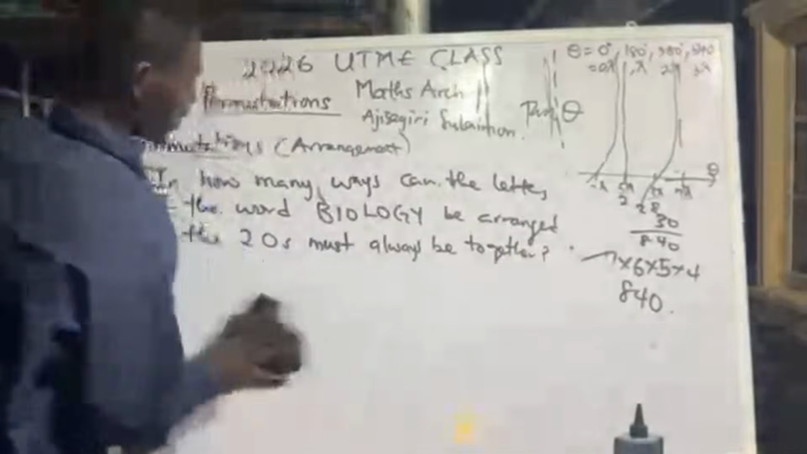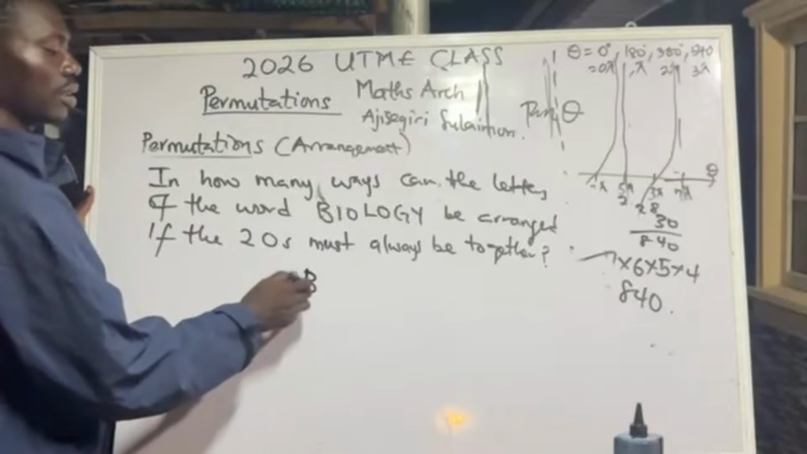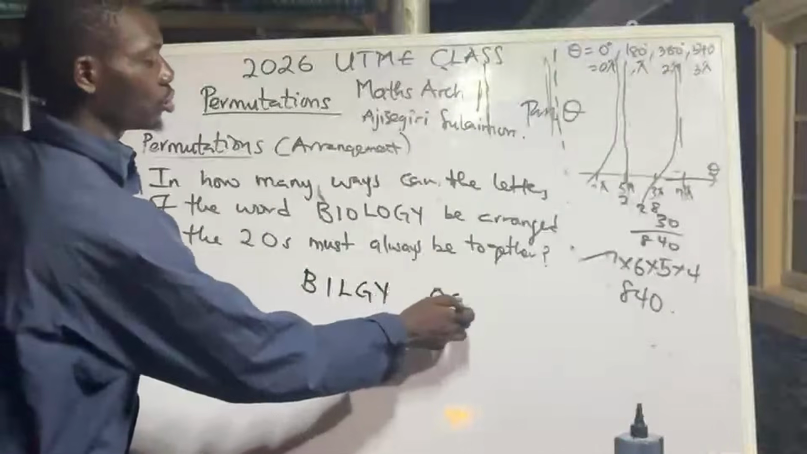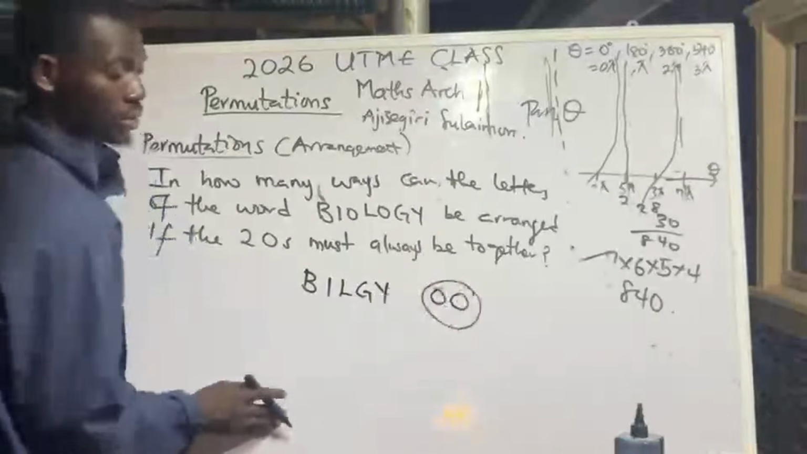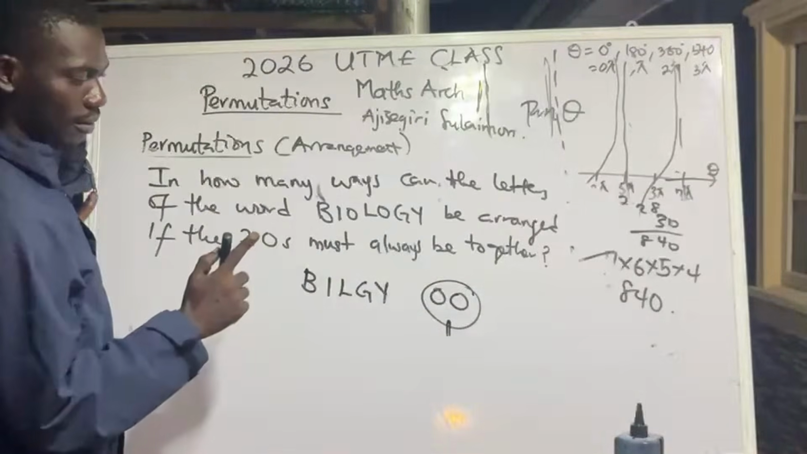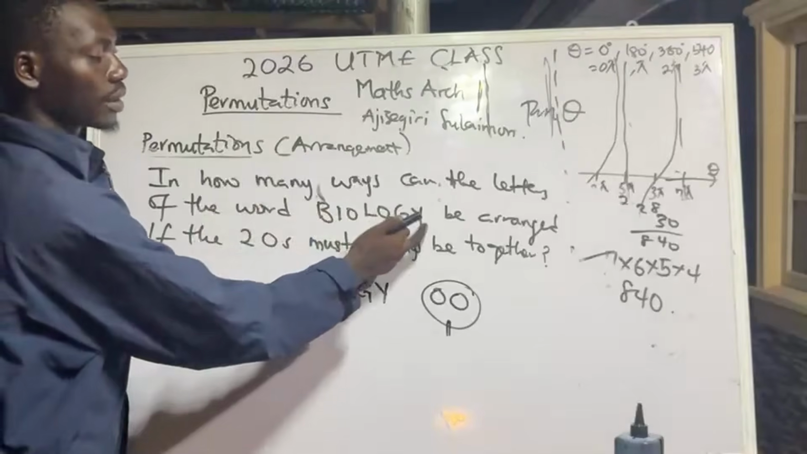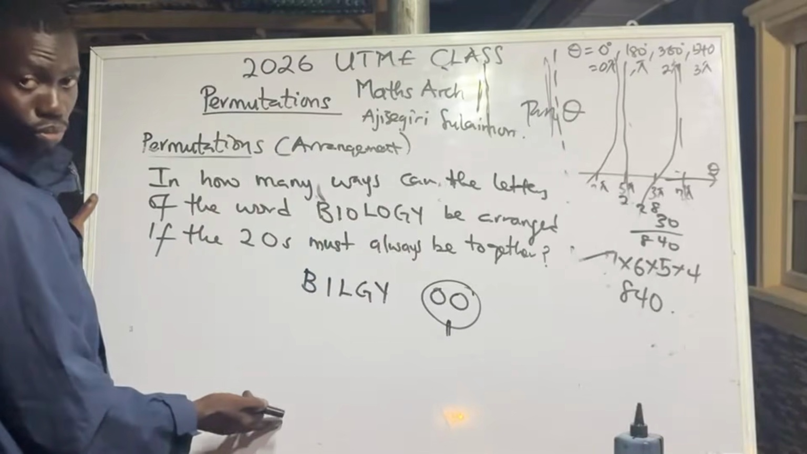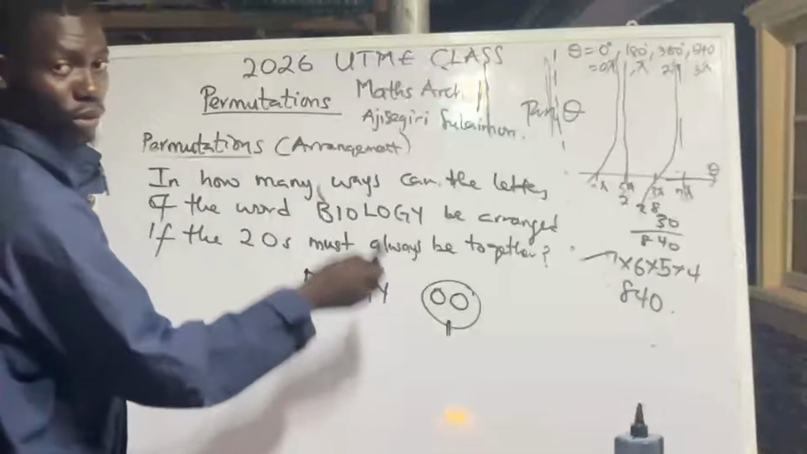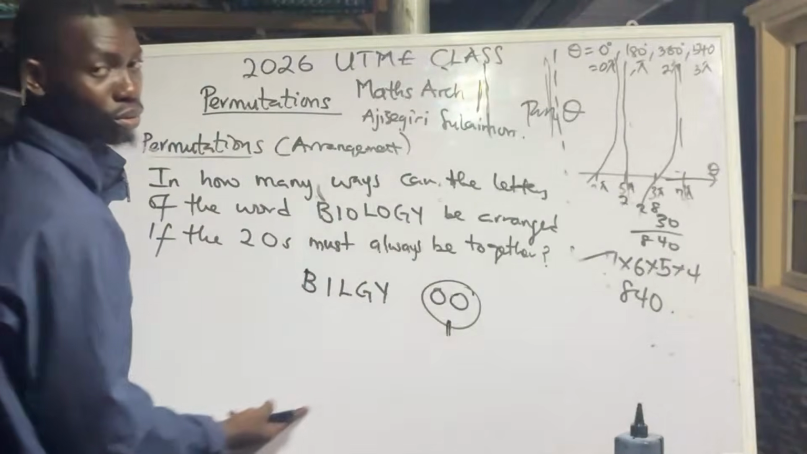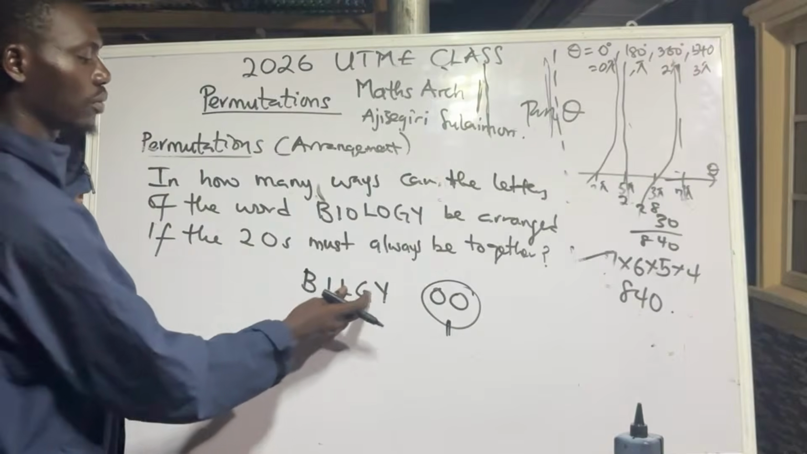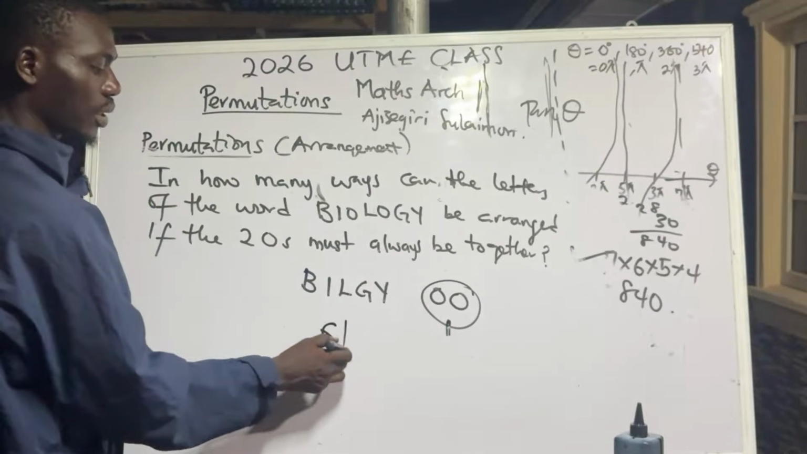Now this is what you do in this sense. Be very careful. You say B, I, L, G, Y, and the 2 O's, we count them together. So these 2 O's, we're counting them as one. We should have said 7 factorial over 2 factorial, because the O got repeated. But they said the 2 O's should be together, and we count them as 1, because anywhere the first O goes, the second O will fall beside it. Letters we have now: 1, 2, 3, 4, 5, 6. That's 6 letters. 6 factorial.